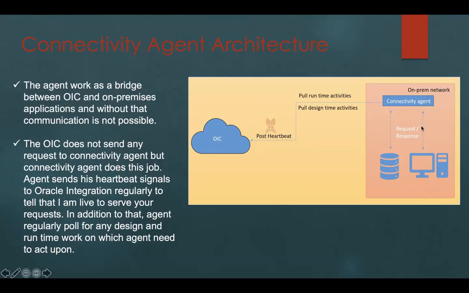Connectivity agents are always installed in the on-premises network only. Clients are already using the connectivity agents, multiple connectivity agents to provide access to other vendors. I will also help you with what the recommendation is to use the connectivity agent and how it should be used in order to connect to different applications.